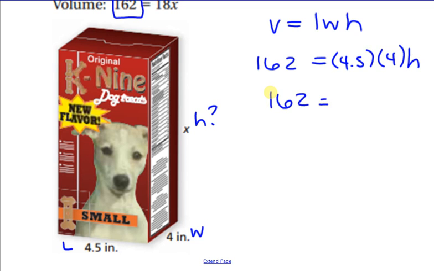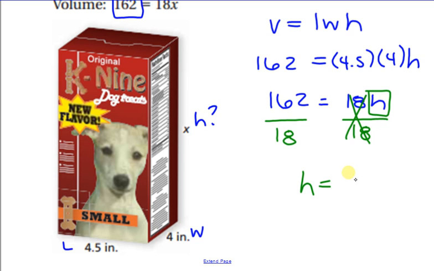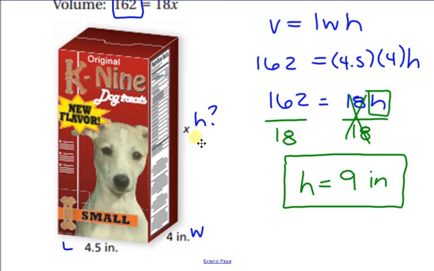So 162 equals 4.5 times 4 is 18h. Now we're going to box the variable, divide both sides by what's attached to it, and we're left with 162 divided by 18, so h equals 9 inches. And again, it's not cubed because we're just finding the missing side. We already have the volume.